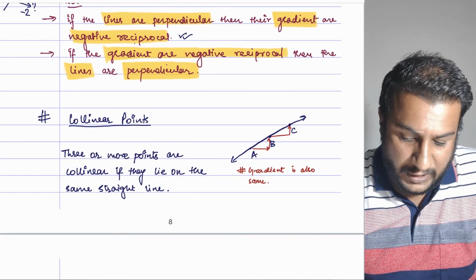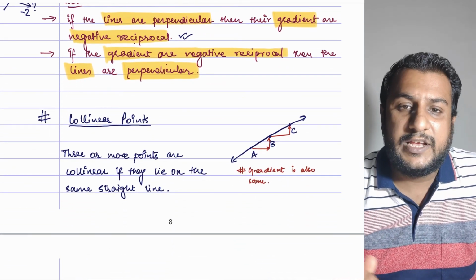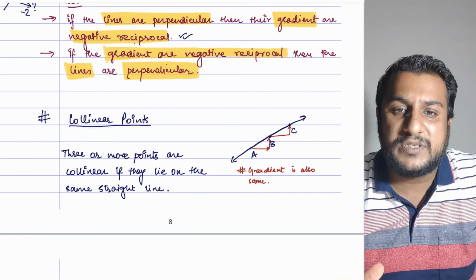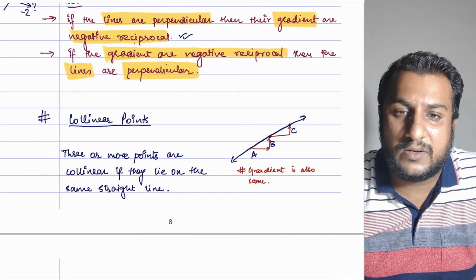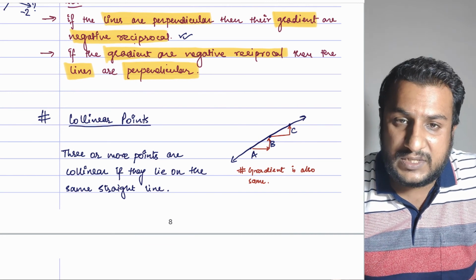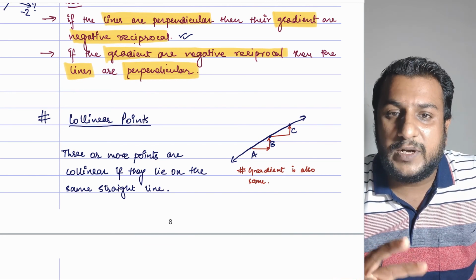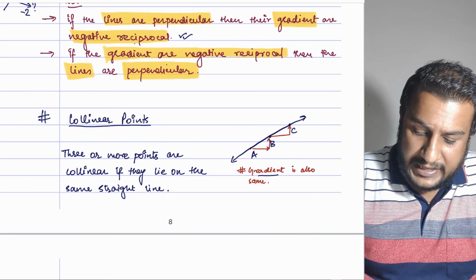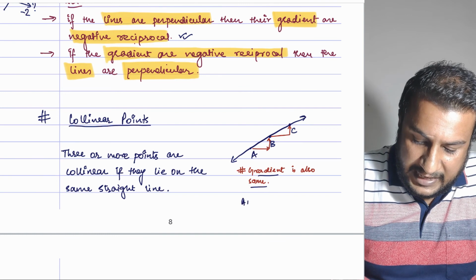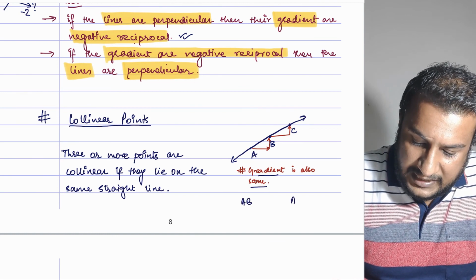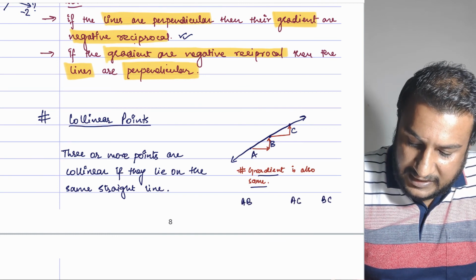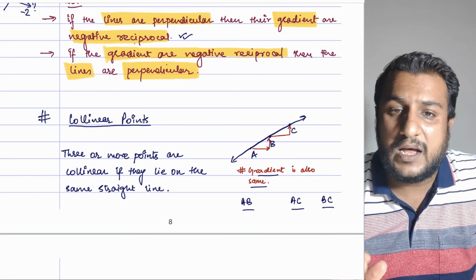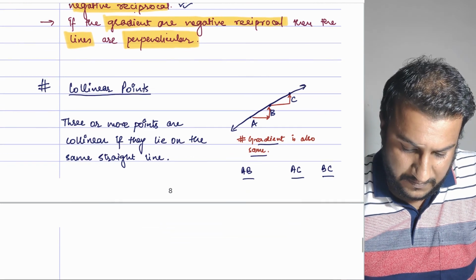Now the idea of collinear points. What are collinear points? If 3 points or more than 3 points lie on the same straight line, then we say that the points are collinear. And if they are on the same straight line, the slope between any set of points is always the same. So if I take the gradient A to B, or the gradient A to C, or the gradient B to C, all these gradients have to be the same if the points are collinear. Clear?